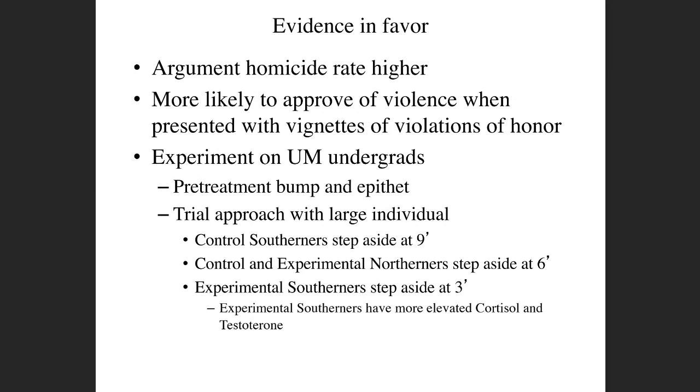And then the response was a really big football player, an actor, would be recruited to basically approach the subject. What was interesting was that when approached by a big guy, in the control, the ones that never got a bump and an epithet, there was a significant difference between University of Michigan students from Confederate states versus northern states. The Southerners would step aside earlier, at 9 feet, whereas the control Northerners step aside at 6 feet. And the interesting thing is the experimental Northerners also step aside at 6 feet. In other words, they were not affected by having been bumped with an epithet.